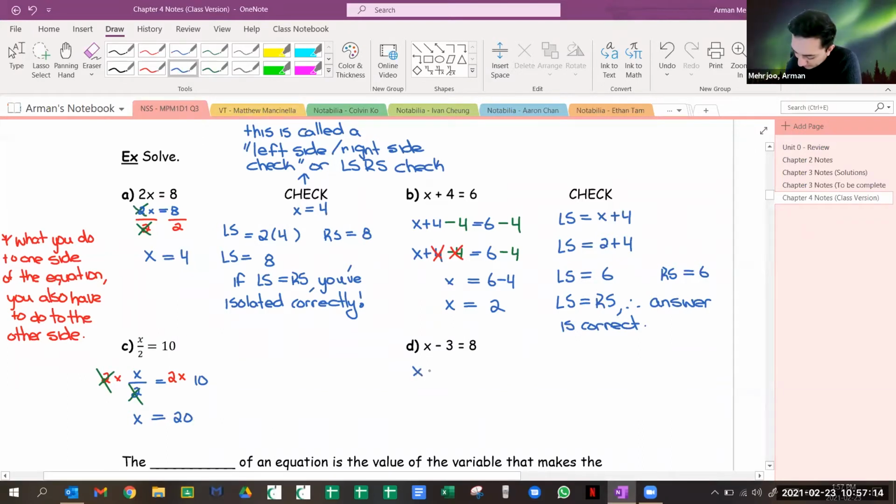Over here for this one, I see that I have x minus 3. I have to do the opposite of negative 3, which is positive 3. And what I do to one side, I have to do to the other side. These 3's cancel. And I will get x equals 8 plus 3, which is the same thing as x equals 11.